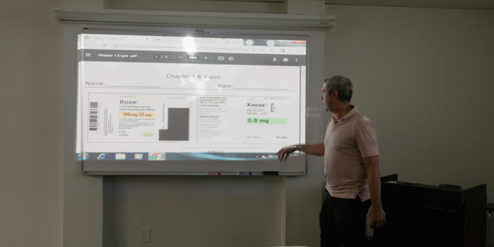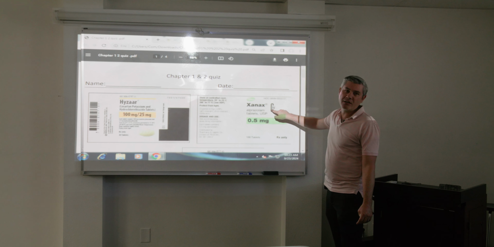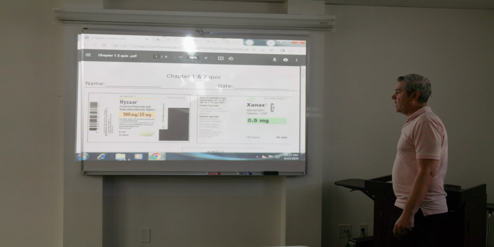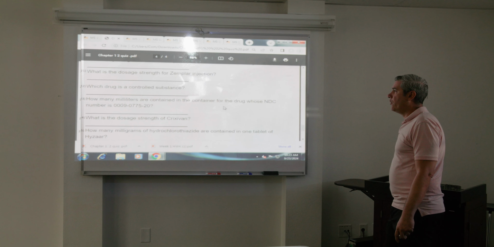That would be a controlled substance. This is how easy you could identify a controlled substance out of the different labels that you have, guys. So Xanax would have been the right answer there.